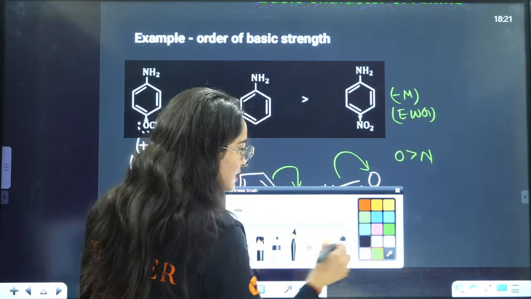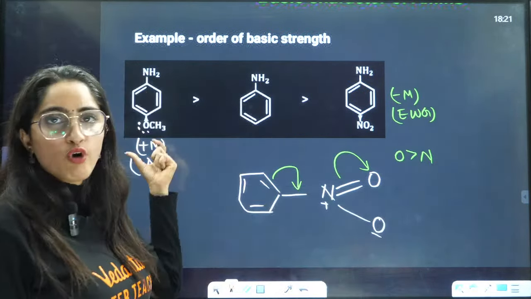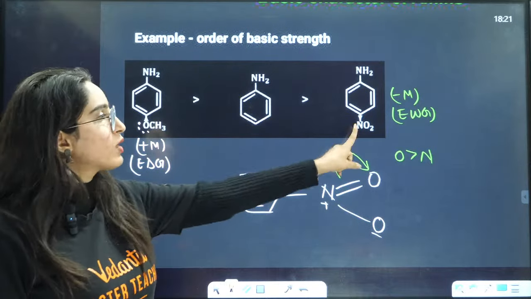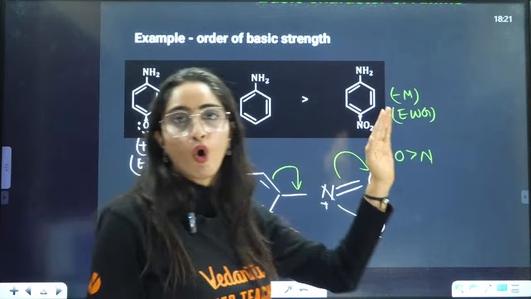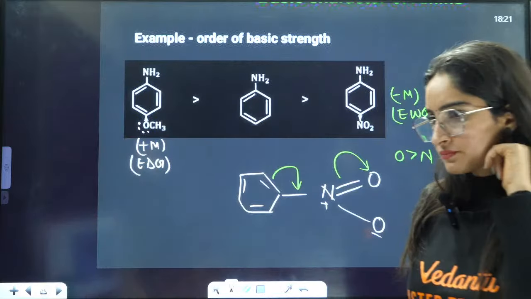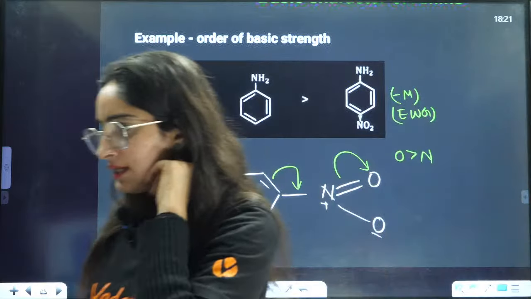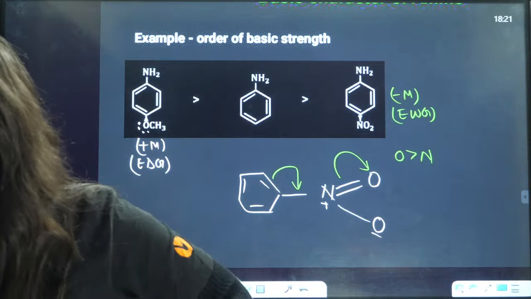So that is the reason: the more electron donating, the more the basicity; the more electron withdrawing, the less the basicity. Hence this will become the order of basicity.